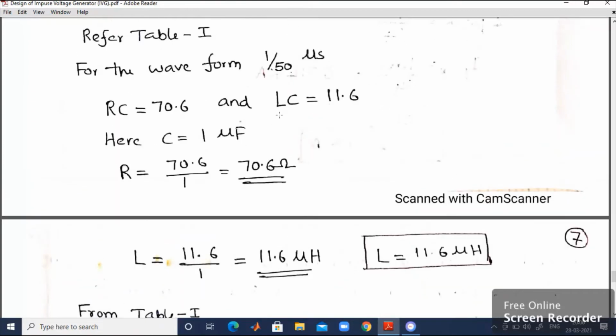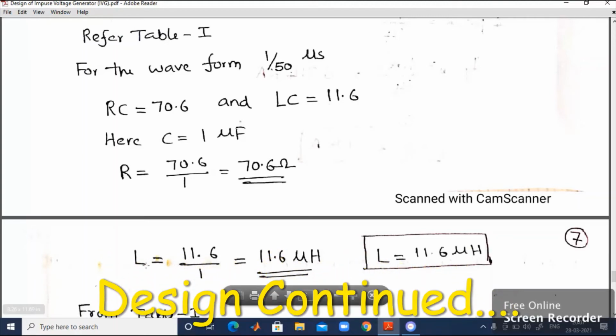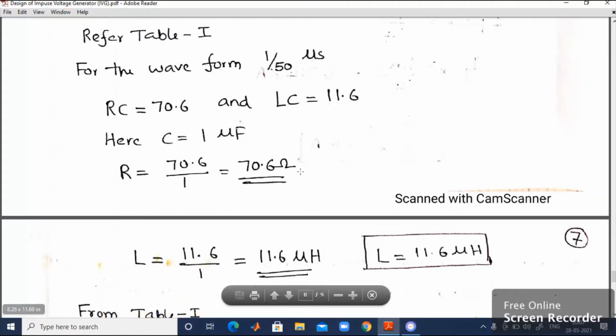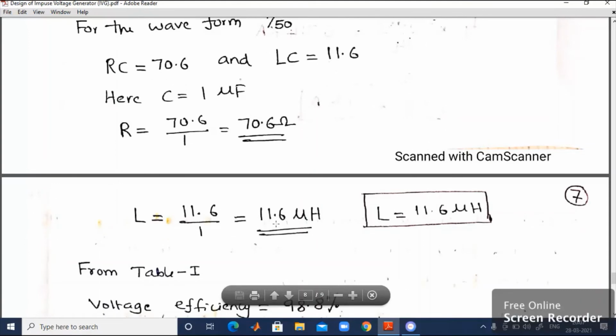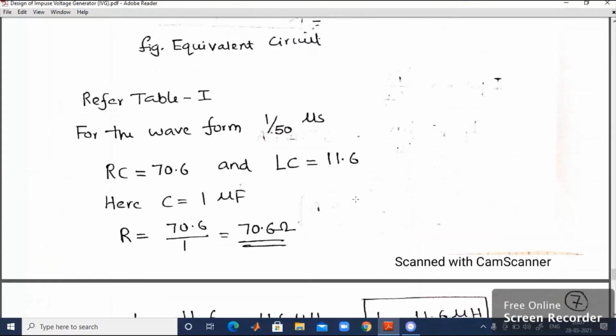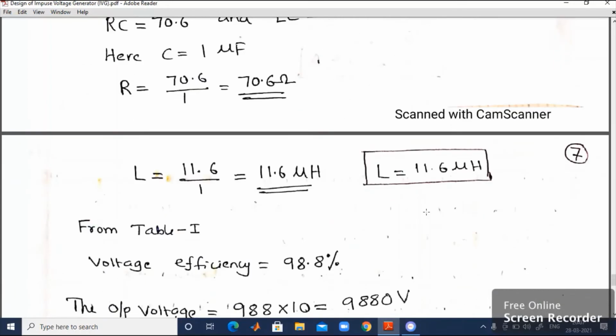Now look at the second expression. LC is equal to 11.6. From this expression, I can compute L, that is nothing but 11.6 divided by C. I know the value of C, that is equal to 1 microfarad. Finally, I have got L is equal to 11.6 microhenry. So I have computed the value of R and L.